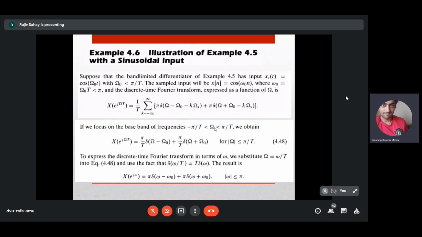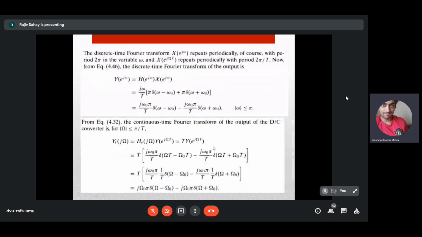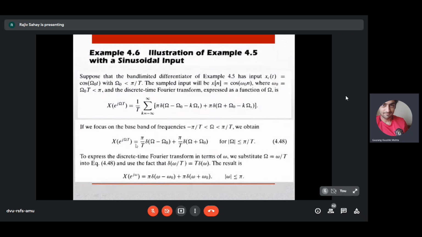Suppose we only limit ourselves to minus π by T to plus π by T, then in this infinite spectrum, we will retain only the baseband spectrum. The baseband spectrum is a spectrum centered around the origin. That will be this: π by T delta of omega minus omega naught plus π by T delta of omega plus omega naught. So these are two impulses at plus minus capital omega naught, and the condition is that capital omega naught is less than π by T. So this is your sampled spectrum, and we are only looking at the baseband part of it.